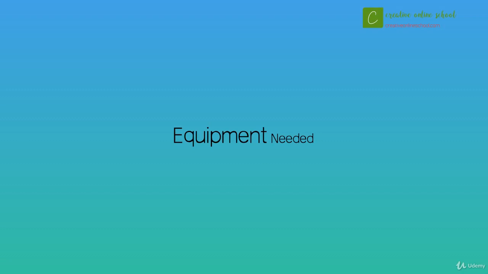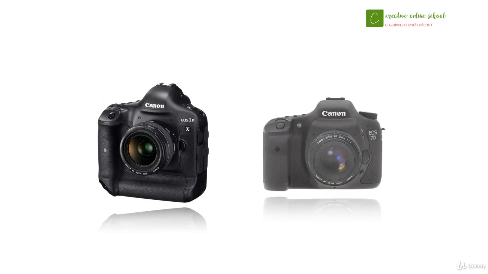In this segment, we'll talk about the equipment you need for architectural photography. Architectural photography is one of the few types of photography where your camera is going to make a significant difference. The most popular types of cameras are full-frame cameras and crop sensor cameras.